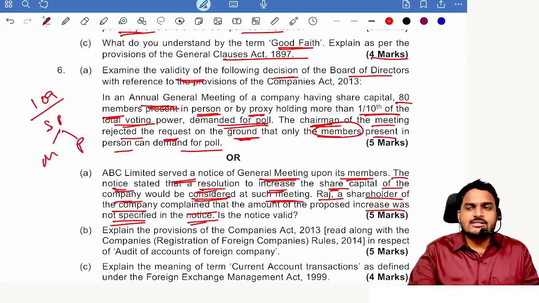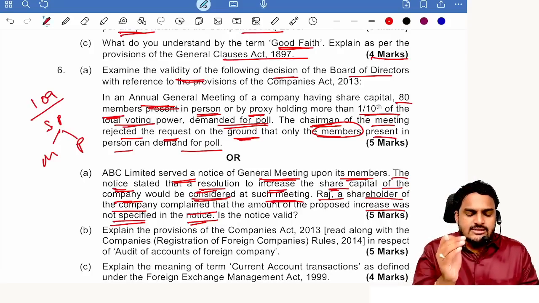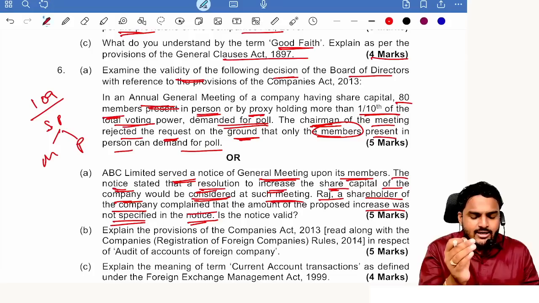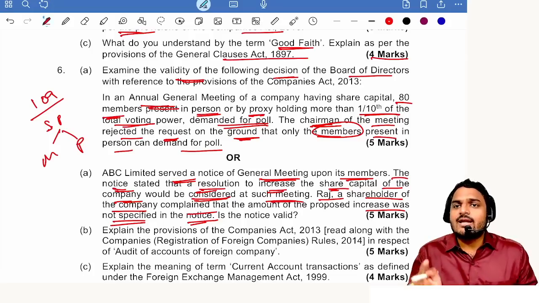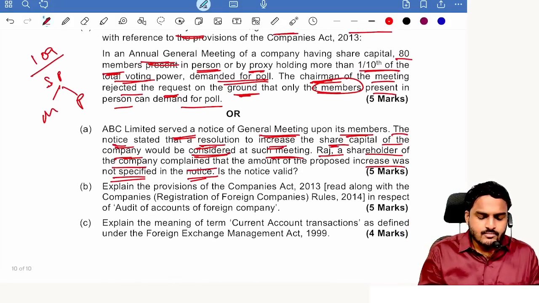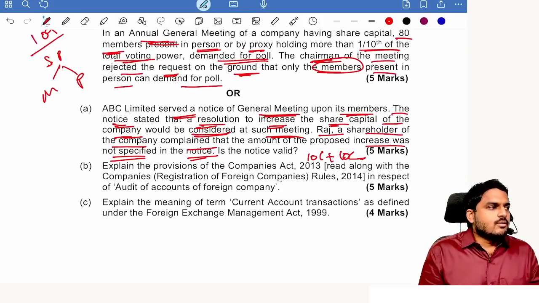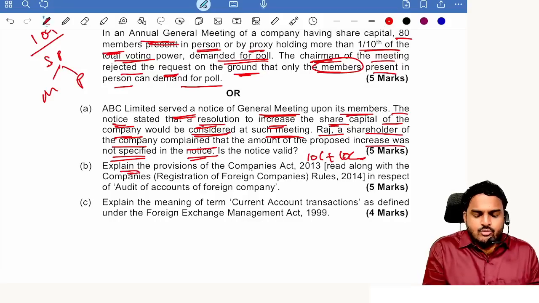Without an explanatory statement, can a special business be transacted at a general meeting? That means the contention of the member, valid or invalid? Notice, valid or invalid? Invalid. Notice is invalid. Contention of the member is valid. Which section? 101 plus 102.